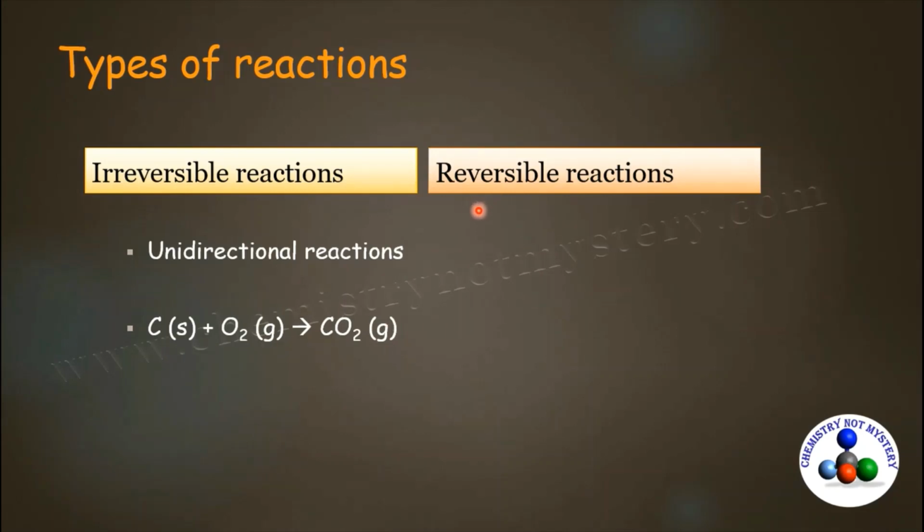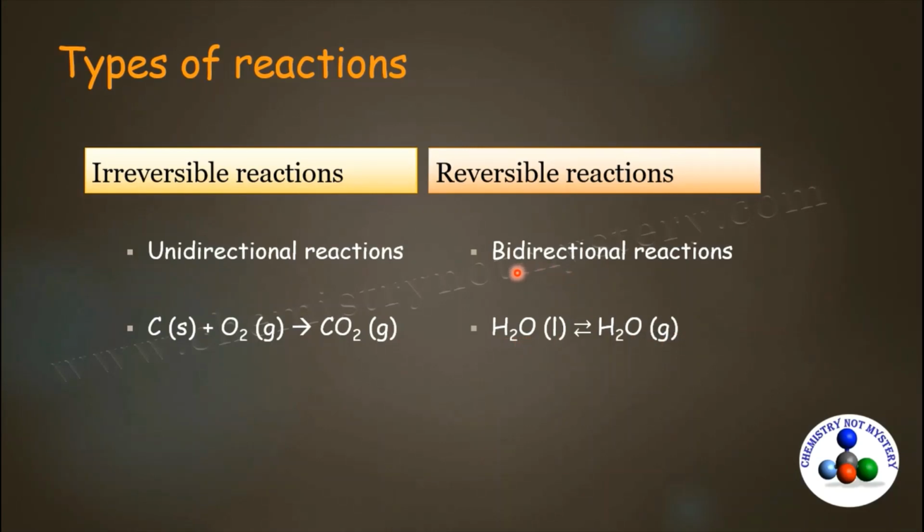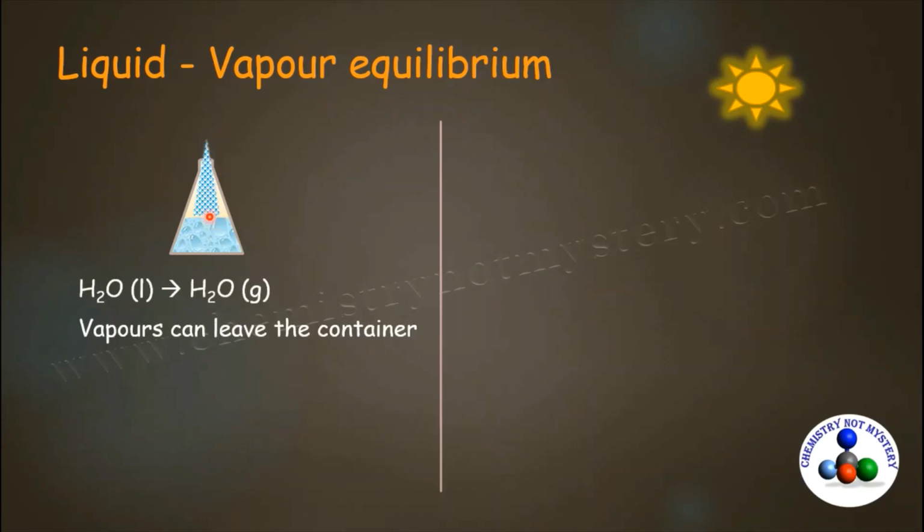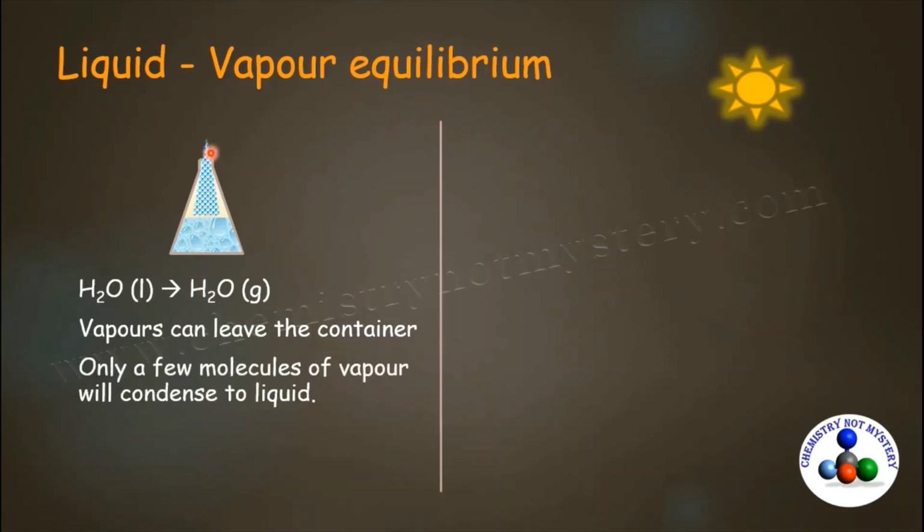Now come to the reversible reaction. Reversible reactions are bidirectional reactions. For example, conversion of water to water vapor. This reaction is bidirectional because we can get back water from the water vapor. Let's take one example. Here I have taken water in a vessel and kept it in the sunlight. You will observe after some time water starts evaporating and vapor goes into the atmosphere. So this reaction is unidirectional because water vapor leaves the container. You can't get it back in the container.